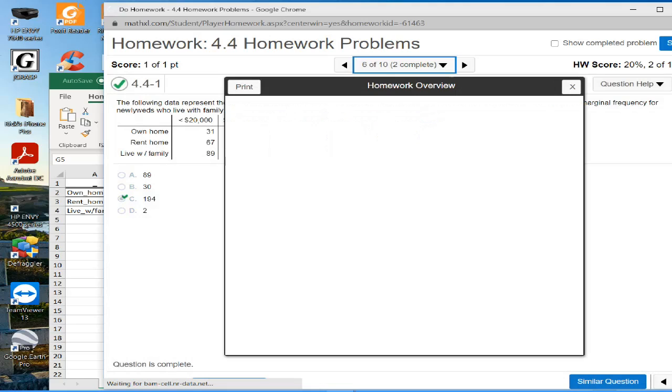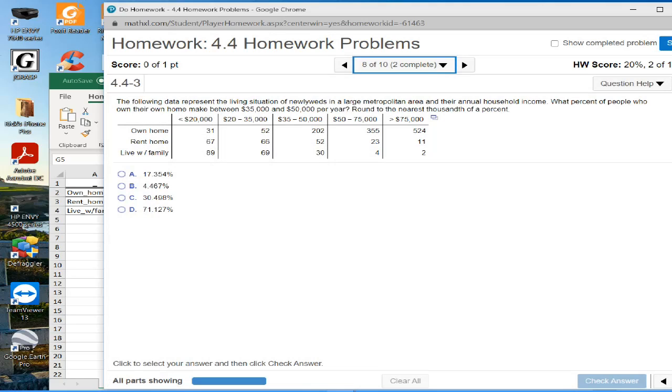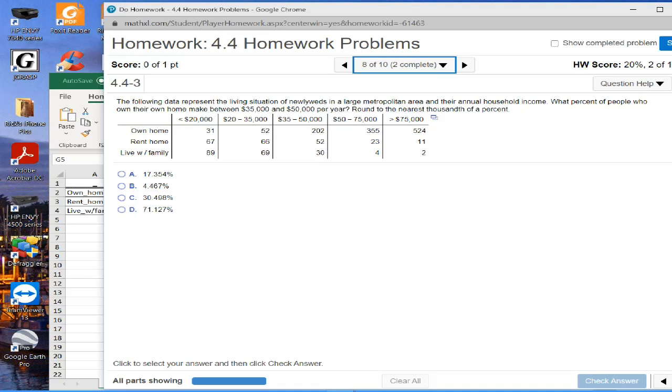Okay, and then I want to look at question 8. And in this case, we're going to look at the percent of people who own their own home and make between 35 and 50,000 a year. Okay, so this is out of everybody, the ones that own their own home and make between 35 and 50,000. So that's 202 out of the grand total.